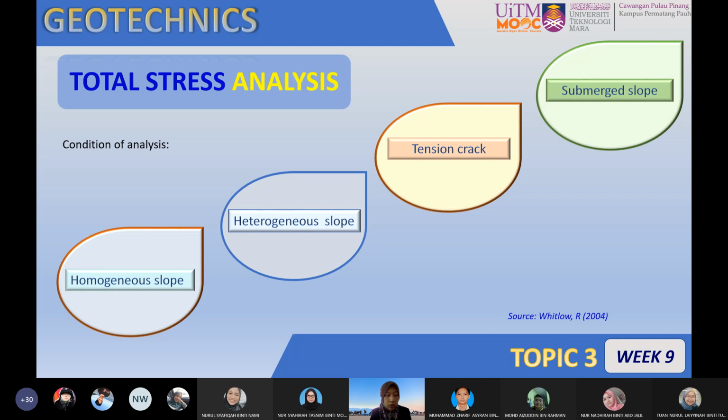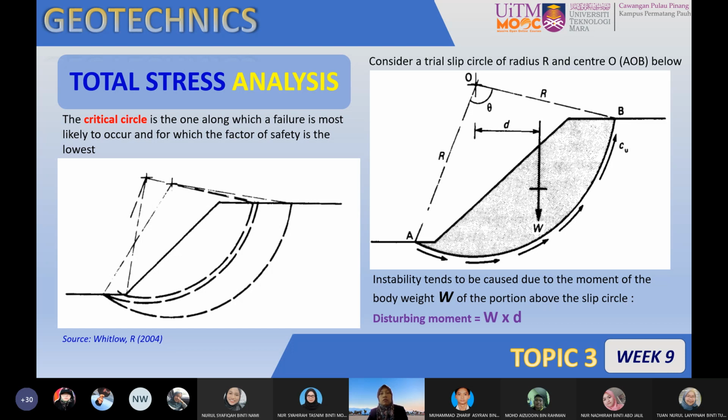Somehow, when you have a slope made of fully saturated clay, the slope is prone to have tension cracks, and it also has to be considered when you get the submerged slope problem. So the analysis will be different according to these four conditions. Okay, look at this total stress analysis.